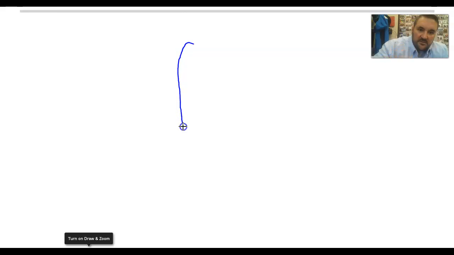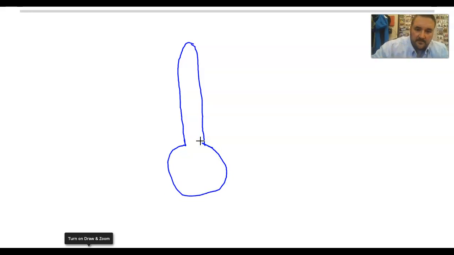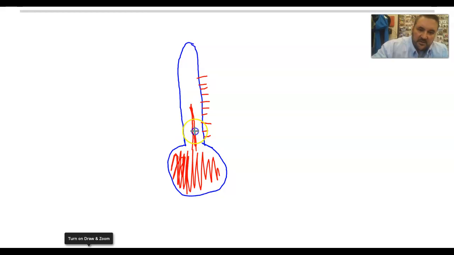So in a thermometer, you have the main tube, and then there's always a reservoir of some kind at the bottom. And inside there, you have this red liquid, and there's increments on the side. As the red liquid goes up the tube, you simply measure it. So this could be 0, 10, 20, maybe this is 25.